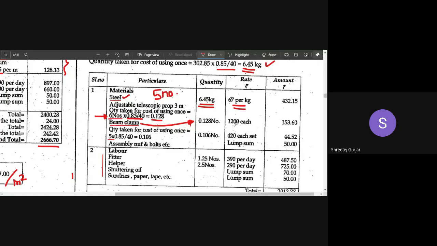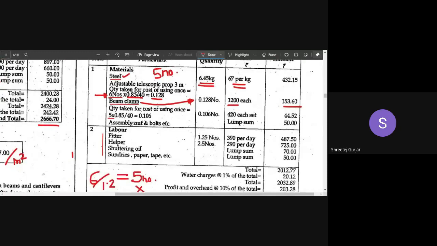Each clamp is of 1200 mm each. So multiply, you will get the amount. Then quantity taken for cost for using once. What is this which is taken here? This is nothing but beam clamp. Okay, this is not beam clamp. It is 6 number of telescopic props. I have taken it wrong. This is not beam clamp which I have calculated.